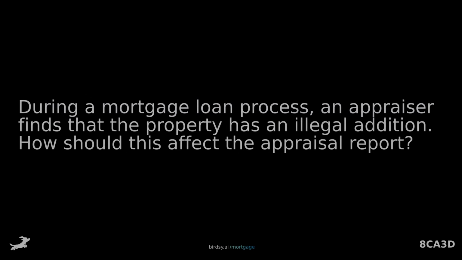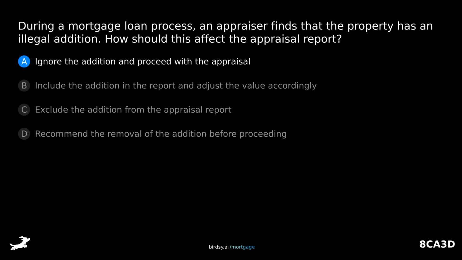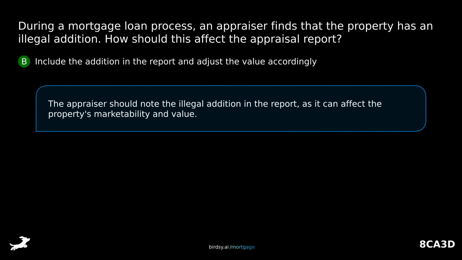data. During a mortgage loan process, an appraiser finds that the property has an illegal addition. How should this affect the appraisal report? Is it A, ignore the addition and proceed with the appraisal? B, include the addition in the report and adjust the value accordingly? C, exclude the addition from the appraisal report? Or D, recommend the removal of the addition before proceeding? The answer is B, include the addition in the report and adjust the value accordingly. The appraiser should note the illegal addition in the report as it can affect the property's marketability and value.